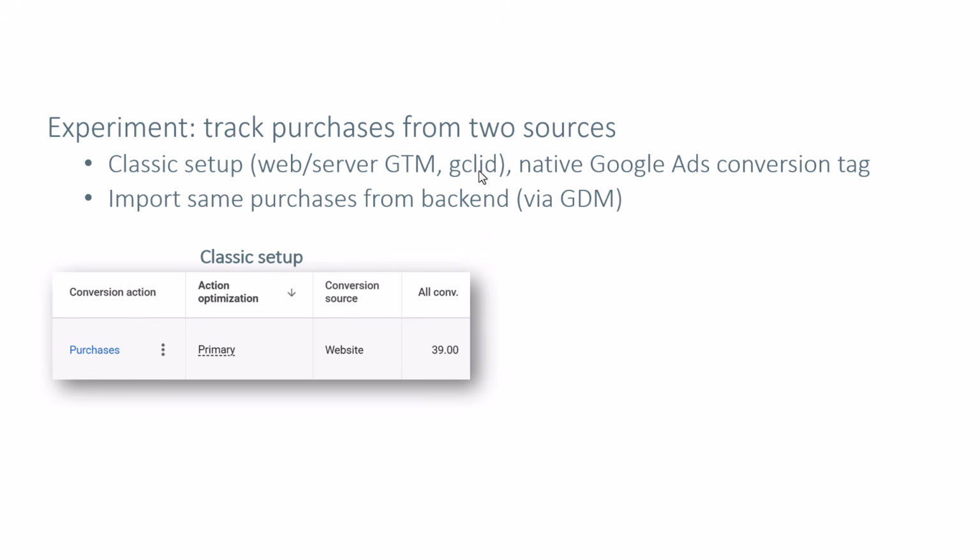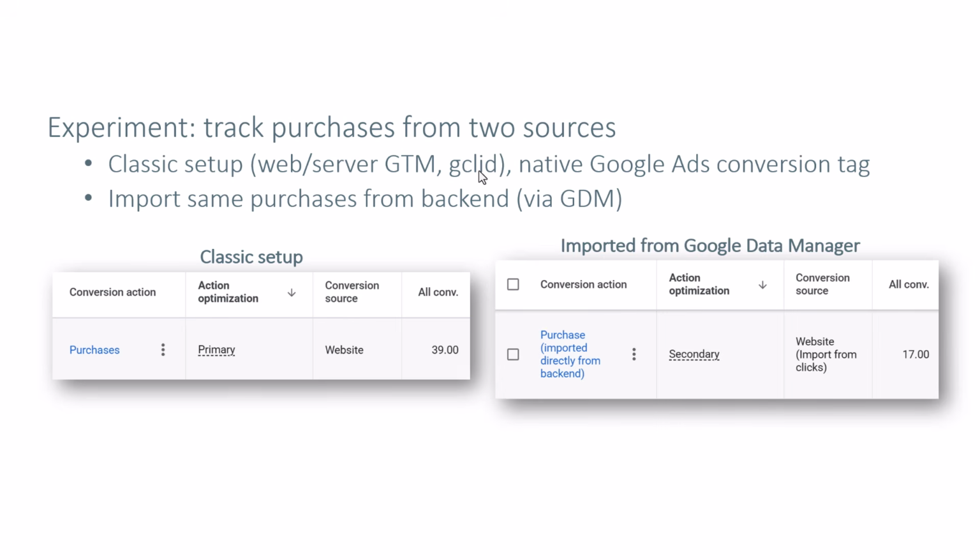The classic setup, where I was still using website and server-side Google Tag Manager, over a particular period, I had 39 conversions. Now for the same period, for the same conversion, but that conversion was imported just from the backend of another website, this is how many conversions were tracked.